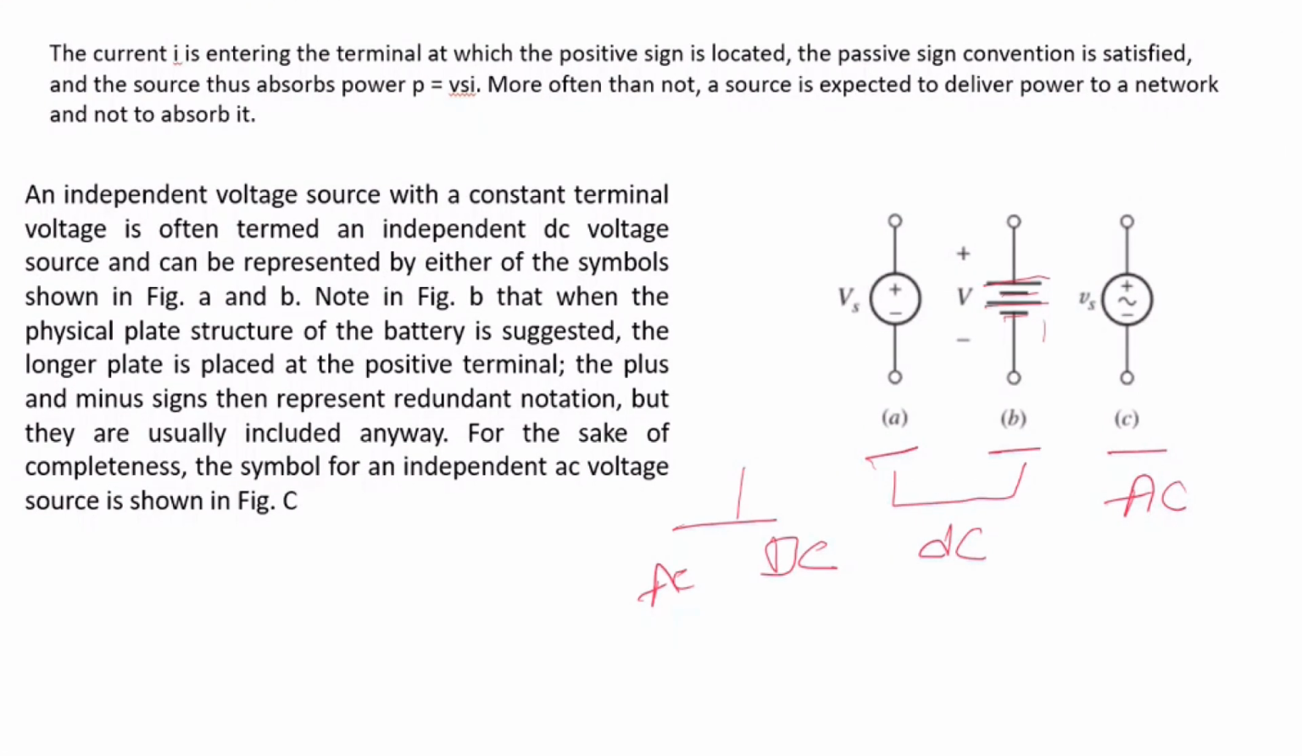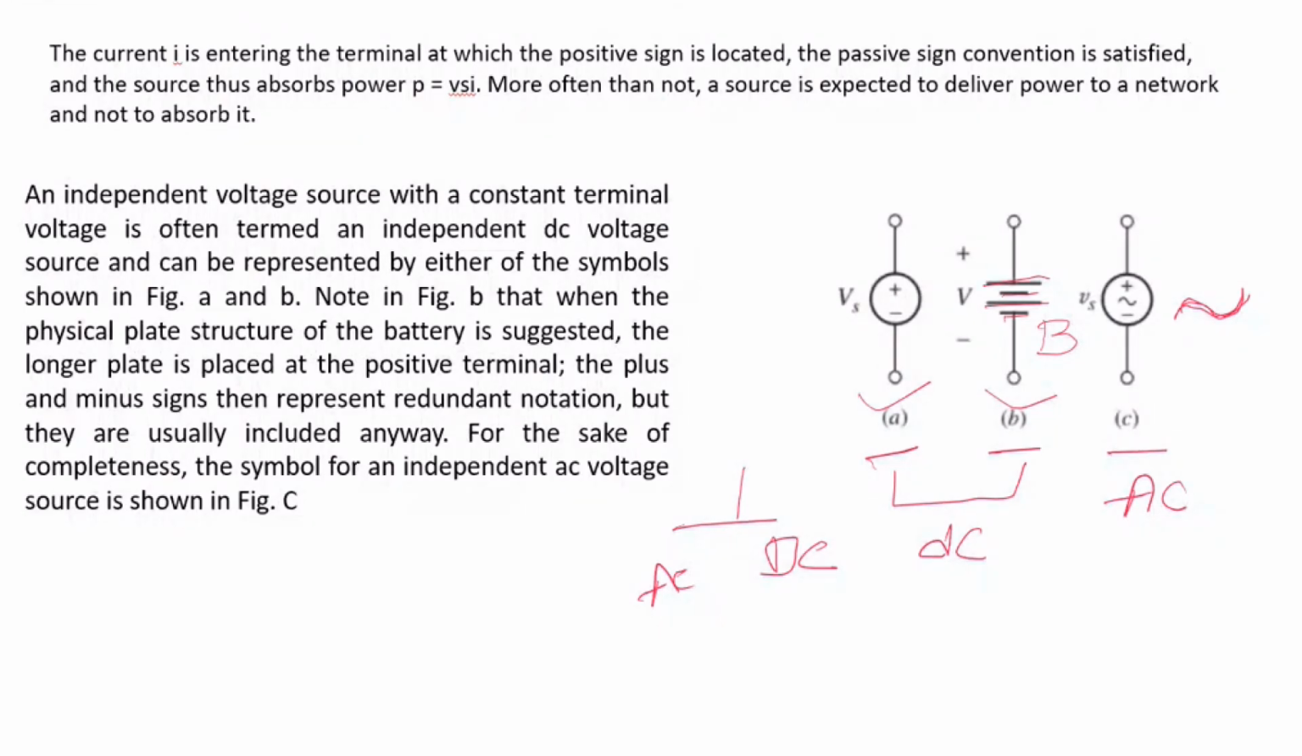Generally, an AC source is represented with a sinusoidal symbol inside it. If you represent a sinusoidal symbol inside it, then it is called an AC source. So how many types of sources are there? There are two types of voltage sources: DC voltage source and AC voltage source. And these are independent voltage sources. Independent DC source and independent AC source. Like that we have to name them.